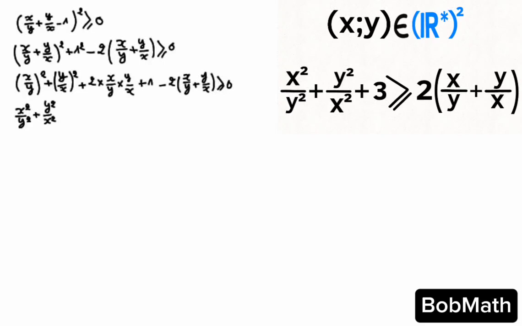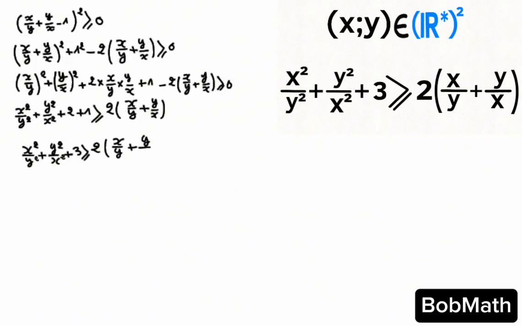Now we simplify the numbers x and y. So we get plus 2 plus 1 greater than or equal to 2 times (x divided by y plus y divided by x). Therefore, x squared divided by y squared plus y squared divided by x squared plus 3 is greater than or equal to 2 times (x divided by y plus y divided by x). Therefore, this is the relationship required in this exercise.